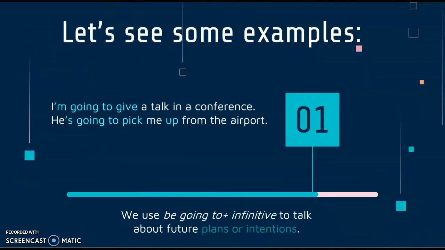Let's take a look at some examples. I'm going to give a talk in a conference. He's going to pick me up from the airport. We use be going to plus infinitive to talk about future plans or intentions. I'm going to give a talk. He's going to pick me up.